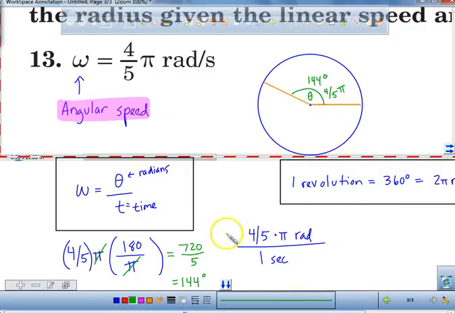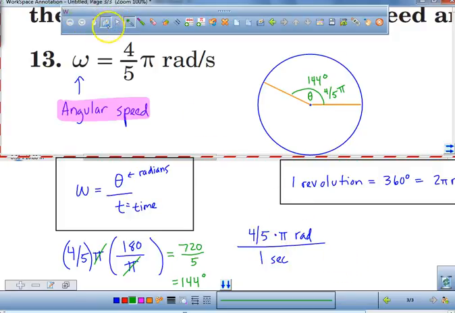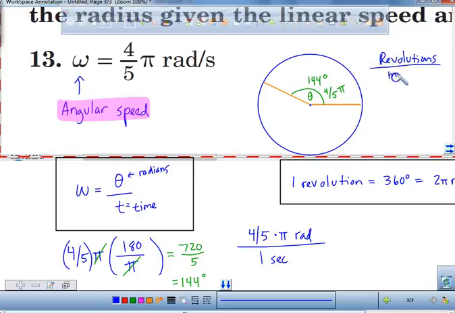Now, I realize right now, you're probably wondering, well, what are we trying to solve? So this is what we're trying to solve. We're trying to figure out right now, what are my revolutions per minute? That's what we're going to be trying to figure out. How many revolutions per minute are happening if you're traveling 4/5 pi radians per second?